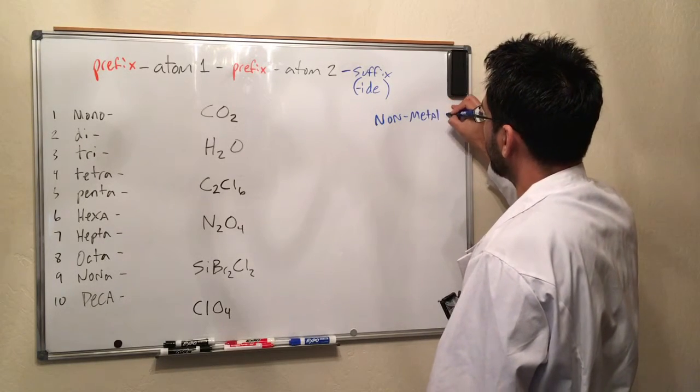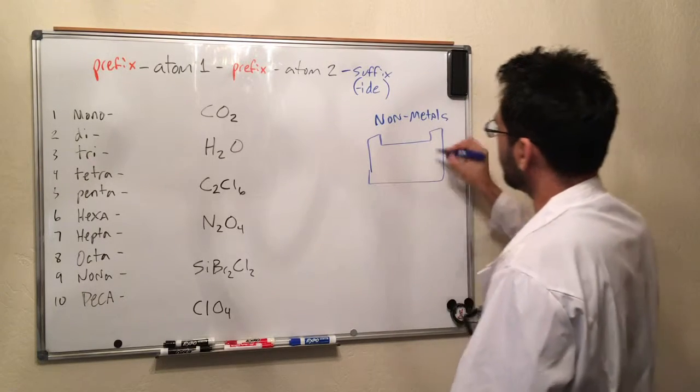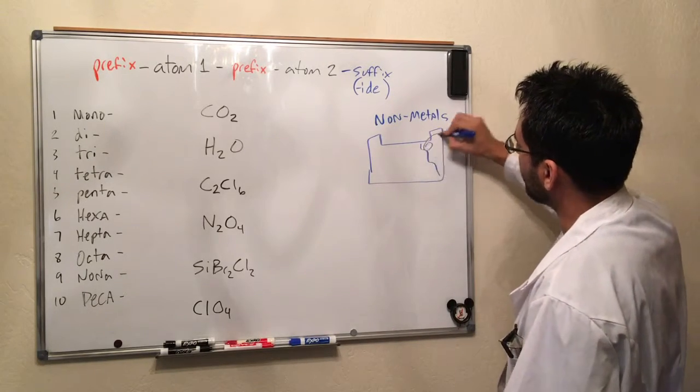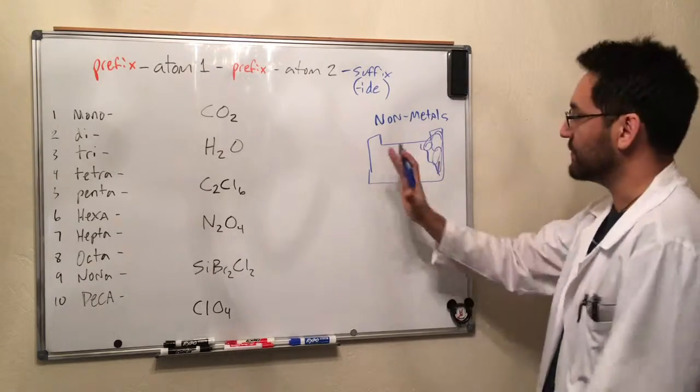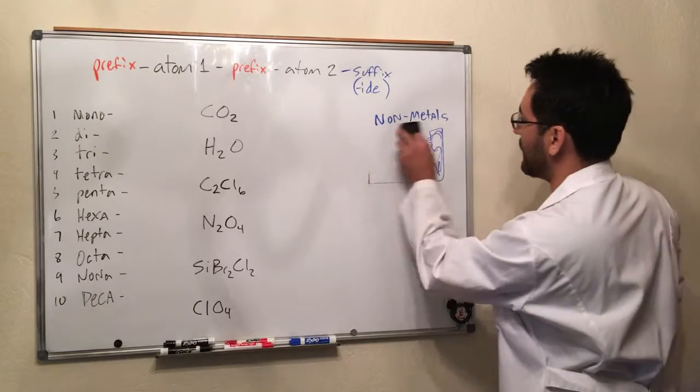These are found, if we had our periodic table, on this side over here, to the right, the upper right part of the periodic table. So these are the nonmetals.